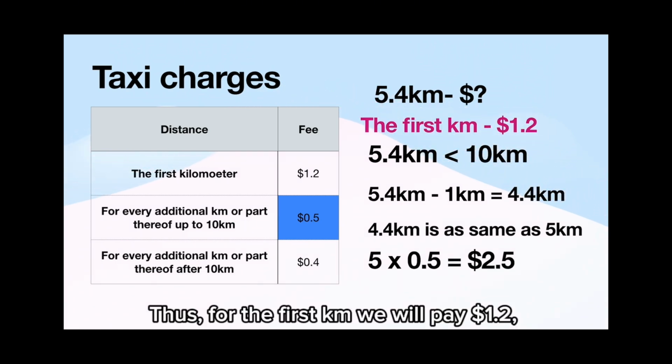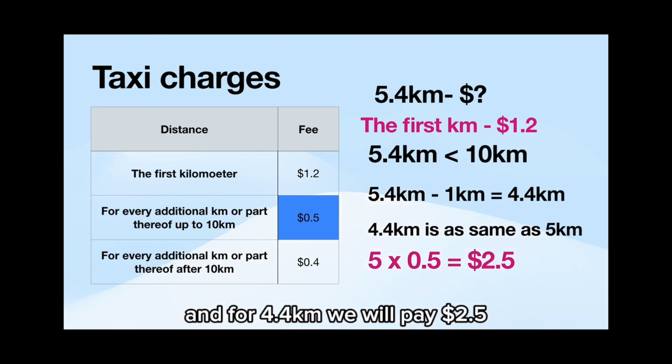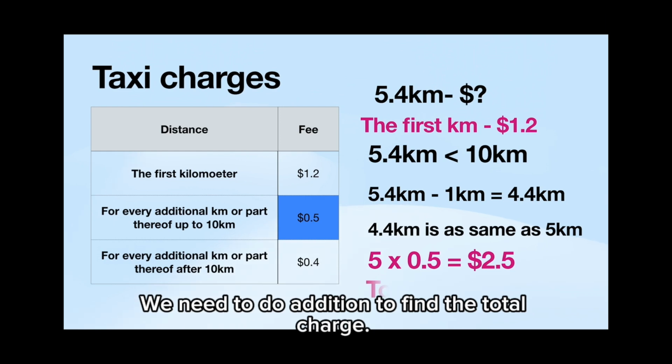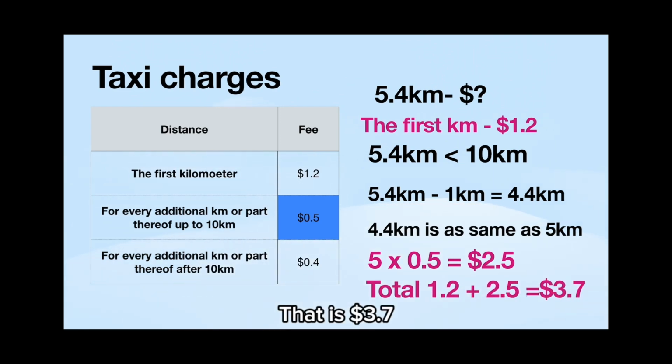Thus, for the first km we will pay $1.20, and for 4.4 kilometers we will pay $2.50. We need to do addition to find the total charge. That is $3.70.